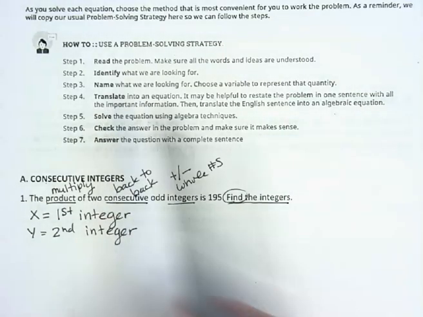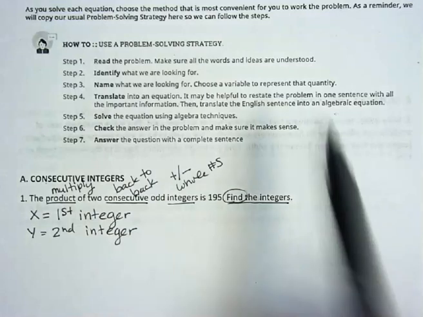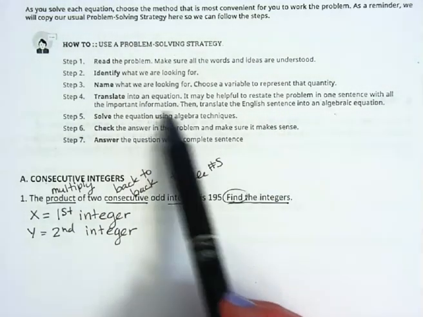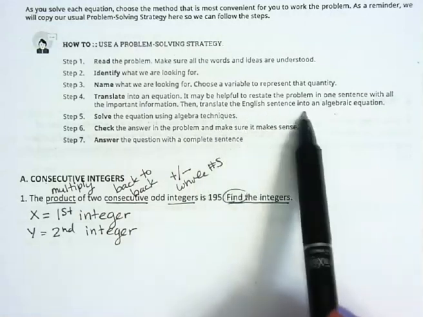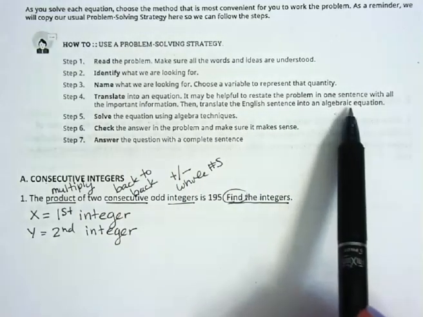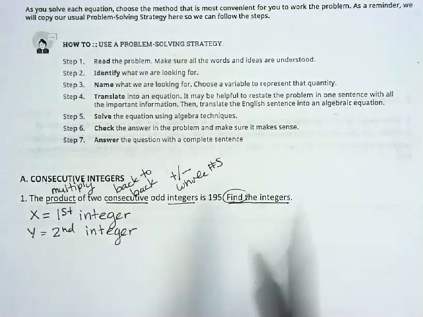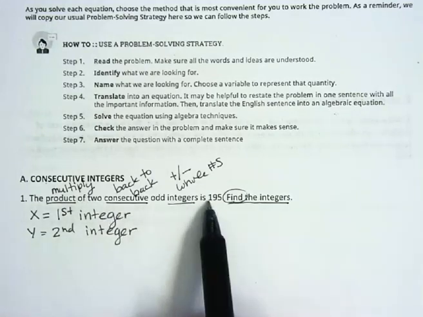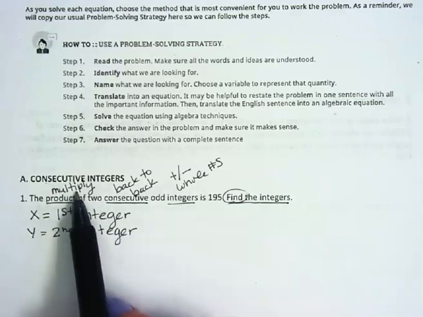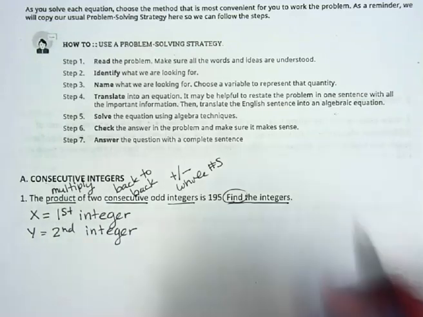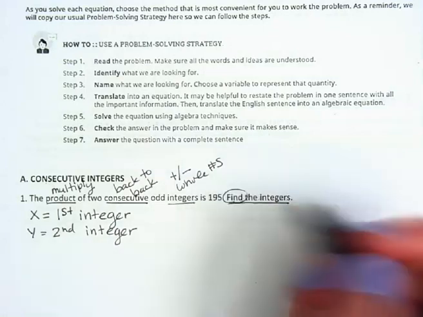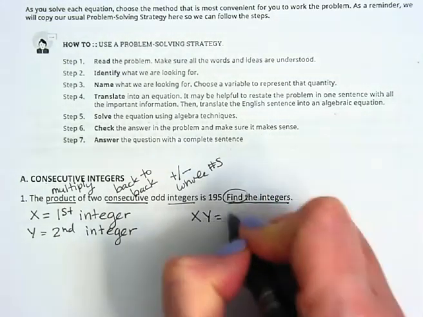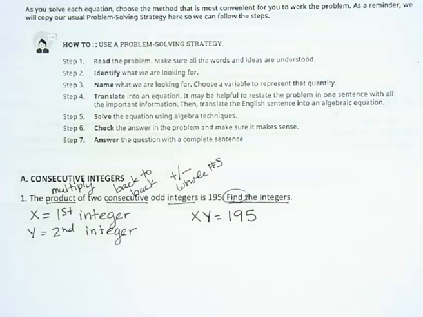Step four says translate into an equation. It may be helpful to restate the problem in one sentence with all the important information, then translate the English sentence into an algebraic equation. So the way I'm going to do that here is I know that the product of the two consecutive integers is 195, or when I multiply them, I get 195. So I'm going to set up this equation. X times y is 195.